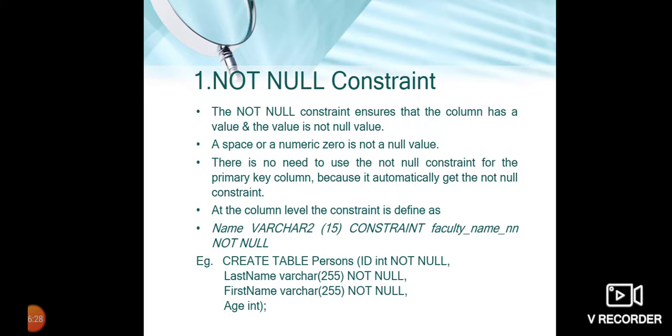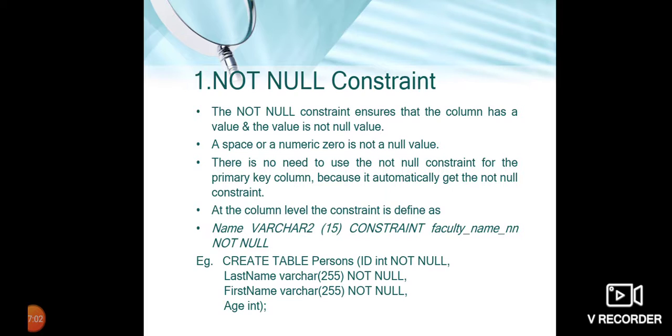Not null constraints, we are going to go in depth into the not null constraint. A not null constraint ensures that the column has a value and the value is not a null value. So it will not allow a space or a numeric zero. There is no need to use the not null constraint for the primary key, because the primary key should be not null and the value should be unique. So there is no need, it is already there, so you need not specify.